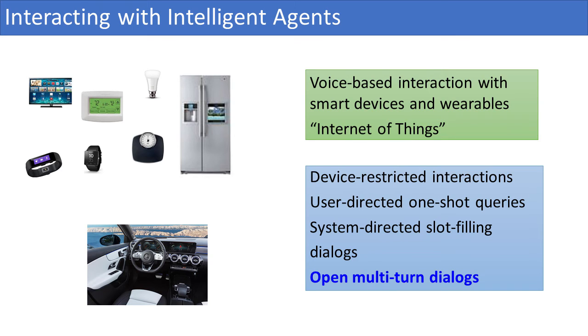Then there's the Internet of Things, where voice interaction is also possible. In some cases, it may be very restricted. If you're talking to the thermostat, there's not that many different things you're going to be able to say. You're just really adjusting the temperature. But again, there may be one-shot queries, like raise the temperature to 70 degrees. And in some cases, there may be slot filling dialogues as well, and even then open multi-turn dialogues.